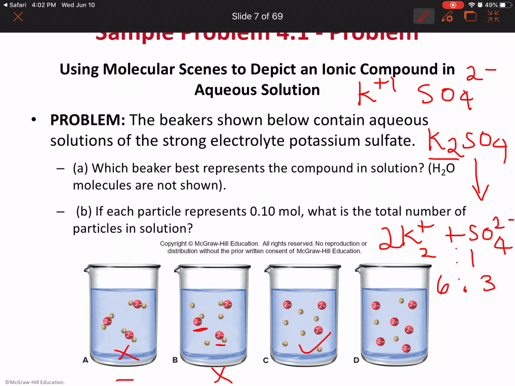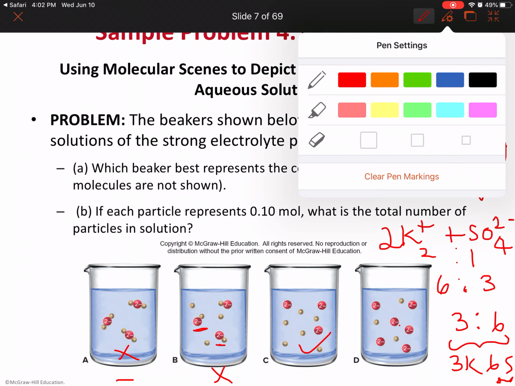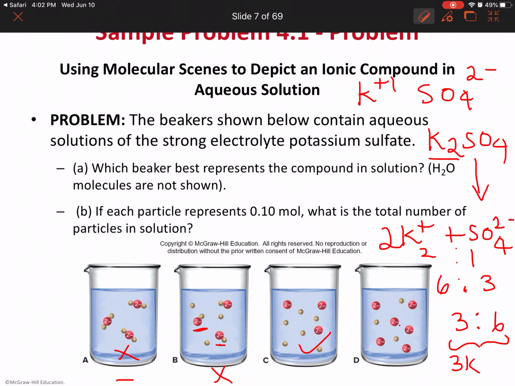And what about D? D has more sulfate, 1, 2, 3, 4, 5, 6. It has 6 sulfate and 3 potassium. But that's not correct, right? Because we know the ratio is 2 potassium to 1 sulfate, not 3 to 6 or 1 to 2. So this is also wrong. The last one is also wrong because it's not the proper ratio.